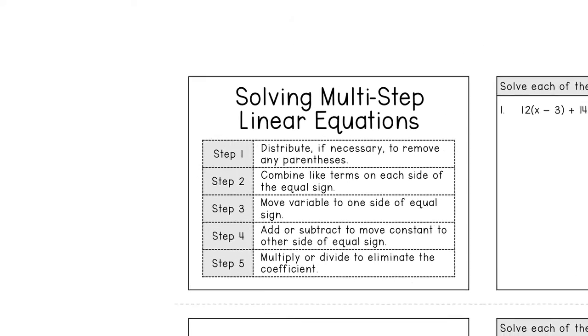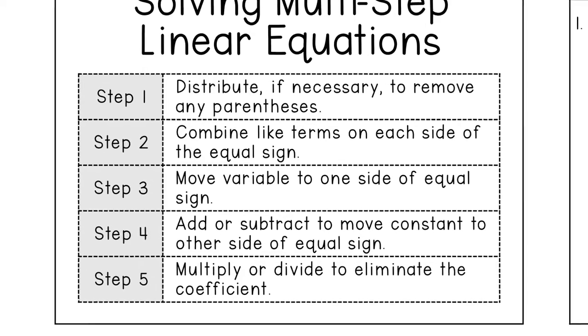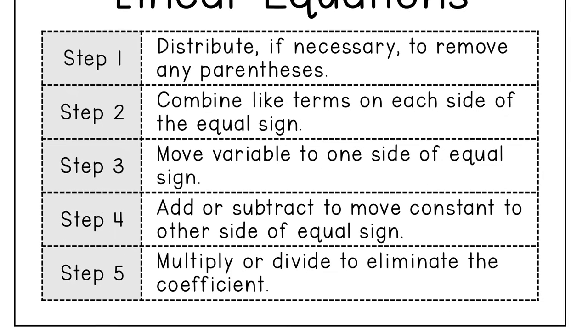Okay, so solving multi-step equations, you're always going to follow these 5 steps no matter what. First step is to distribute, if necessary, to remove any parentheses. Sometimes you won't need to, but if necessary, you should always distribute first. Next, you want to combine like terms on each side of the equal sign. Look at the left side, combine anything that can be combined, then look on the right side and combine those.